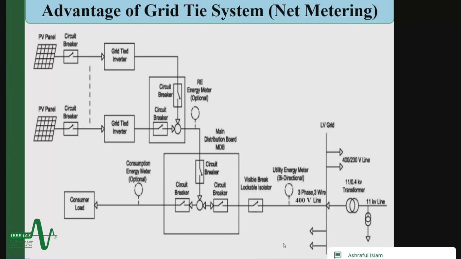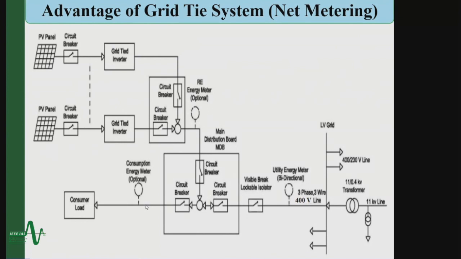I am showing you just the single line diagram of how it works: the 11 kV line, by using the transformer, becomes a 400 volt line. And as you can see, whenever it goes to the consumer load, it goes via the energy meter, which is the net metering system, and it is bi-directional. Bi-directional means in both directions, it can supply or it can gain energy. And here, as you can see, the PV panels are also connected via the grid tie inverter, and they are also connected to the main distribution board.